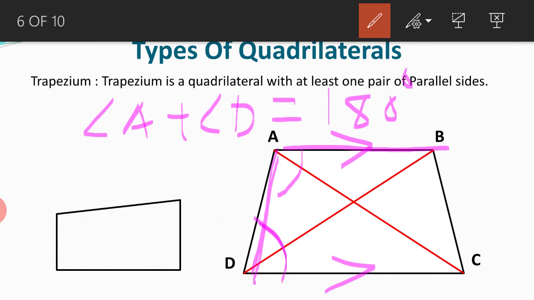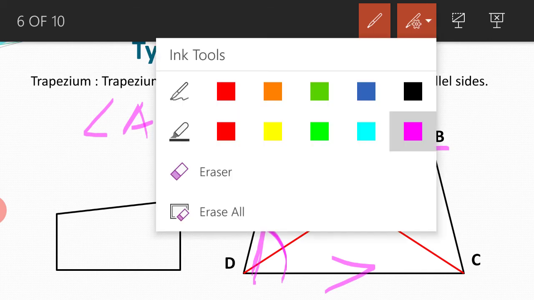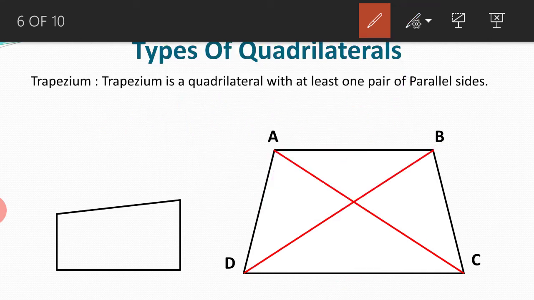Are you getting it? Likewise, do we have another pair of supplementary angles here? Yes, you must be telling me the correct answer. The other pair is angle B and angle C, because again BC is the transversal. So this way we are using the parallel lines concept here. So the property of a trapezium is what? In a trapezium there is at least one pair of parallel lines, and how many pairs of adjacent angles are supplementary? 2 pairs.